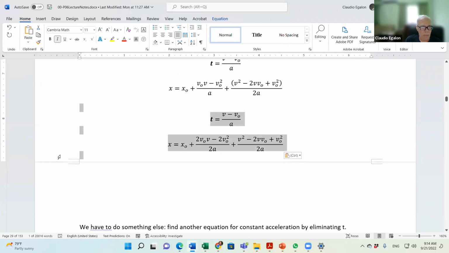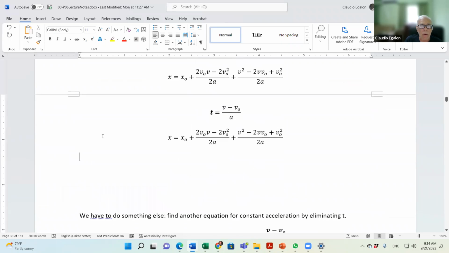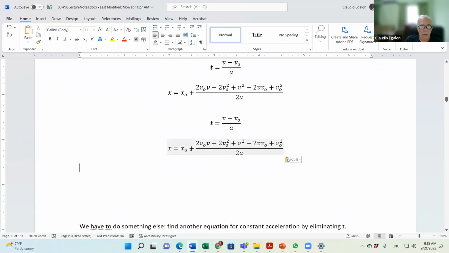Once they are under a common denominator, we can see if we can put them under the same fraction, right? I'm going to transfer this one to the other numerator, and try to figure out if there are any possible simplifications. 2V naught V cancels out with 2V V naught. So this one goes away.